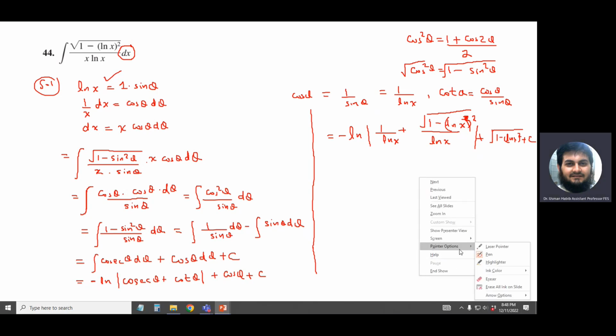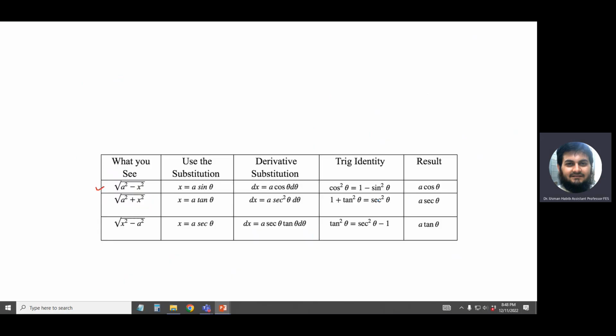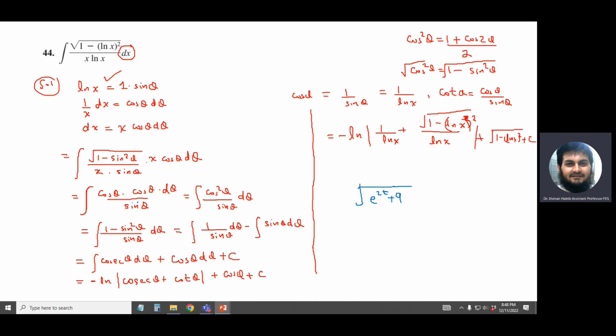Similarly, let me change the color of the pointer. In one of the examples in the book, the question asks you to solve e raised to the power 2t plus 9, or e raised to the power 2x plus 9 or something. So we go back and look at this table. Now we have something similar here, a square plus x square, some constant and a function of x. So we can do the same here. Just treat it like this. We can write 3 square plus e raised to the power t whole square.